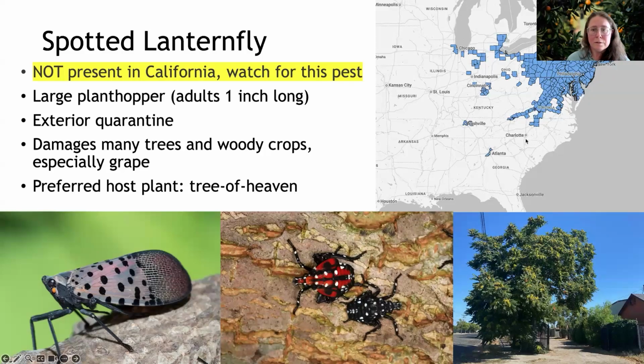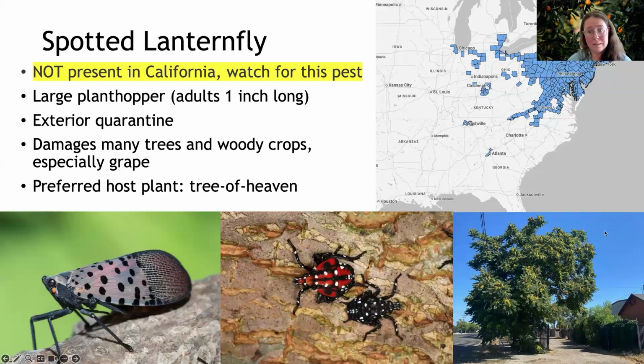So the kind of damage they do, spotted lanternflies use their sharp, piercing, sucking mouthparts to tap into plant tissue and feed on the sap of a wide range of trees and woody crops. They particularly love grapevines and can significantly damage or kill them when feeding in large numbers. Their preferred host is tree of heaven. You can see a large mature tree of heaven in the photo in the lower right corner here.